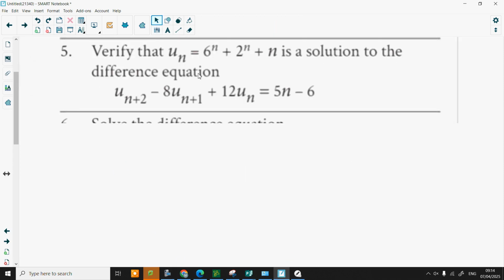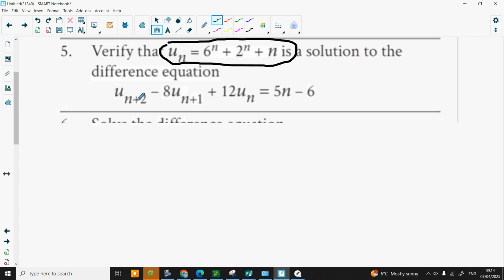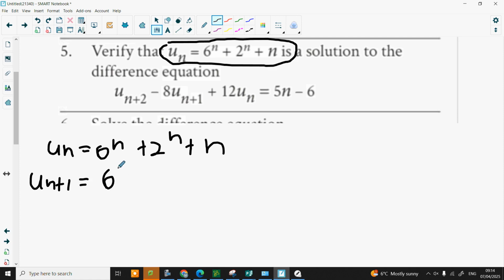Okay. This one here is basically verify that this here is a solution of this. So we already know what un is. Now, all I want to do next is find out what un plus 1 is. And un plus 1 is 6 to the n plus 1, plus 2 to the n plus 1, plus n plus 1. It's a bit like induction. The two of them are incompatible with each other as it currently stands.